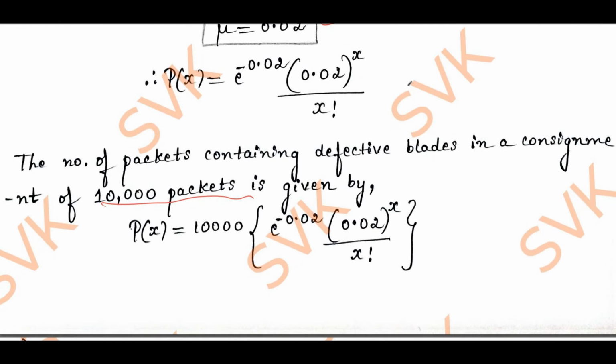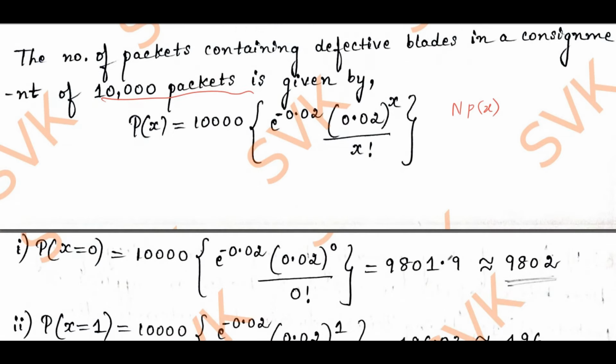The number of packets containing defective blades in a consignment of 10,000 packets is given by N into P(x), where N is 10,000. So multiply that value with 10,000 and simplify, and we are going to get some value. You can keep it ready by putting x equal to some values.